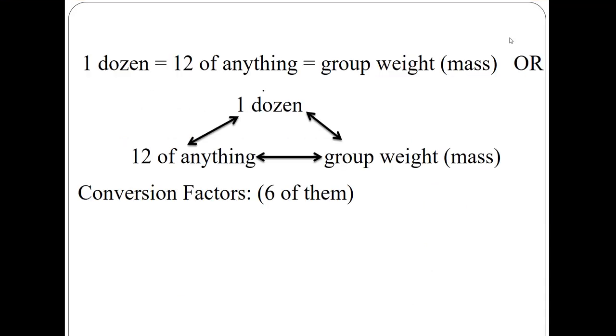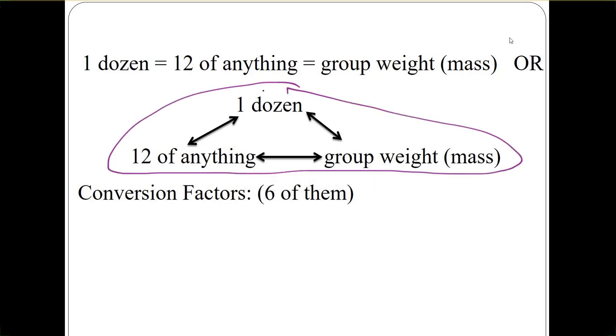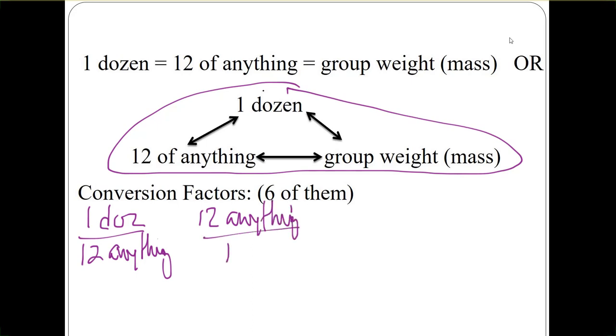All right, so we can apply this concept of a dozen to this little conversion triangle here. All of these three values are equal to each other. So a dozen is equal to 12 of anything, which is equal to a group weight. And so I can make this little triangle and I can compare them. So I can make what's called a conversion factor. And in a conversion factor, you're putting two things that are equal to each other on top of each other. So I can say that 1 dozen is equal to 12 of anything. And then I can flip it and I can say that 12 of anything is equal to 1 dozen.